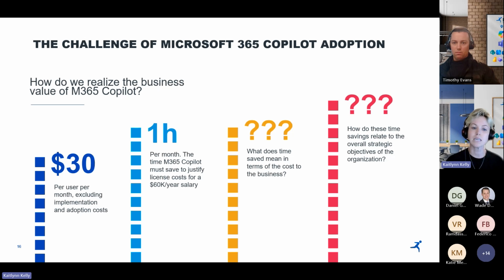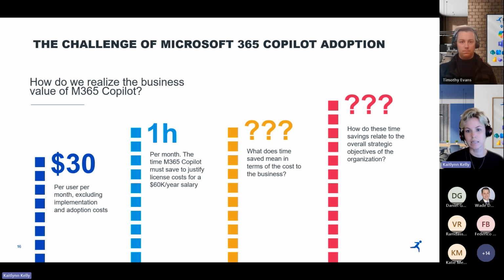But we tend to get really focused on this idea of how much time we are saving, which is a really great way to start our measurement process. But again, it's only part of the discussion. The next questions become, what does that time saved mean in terms of cost for the business? And then ultimately, how does that time savings relate to key business objectives or KPIs?